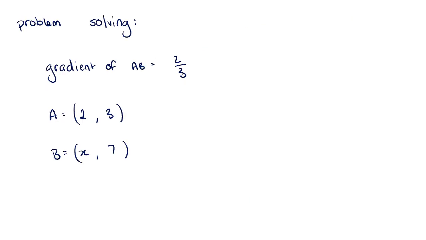Okay, the last thing to do is have a look at a problem solving question. So here we are told the gradient of AB is 2 over 3. And then I'm given the 2 points A and B, but I have this missing coordinate here. The x coordinate of B I do not know. And so what we can do is we can substitute into the formula that we've just learned, the change in y divided by the change in x, and see if we can solve this to work out what that unknown x is.